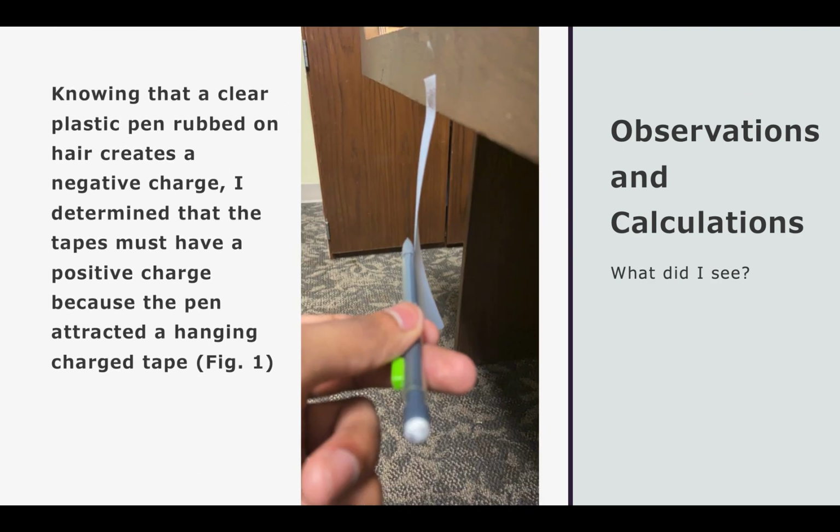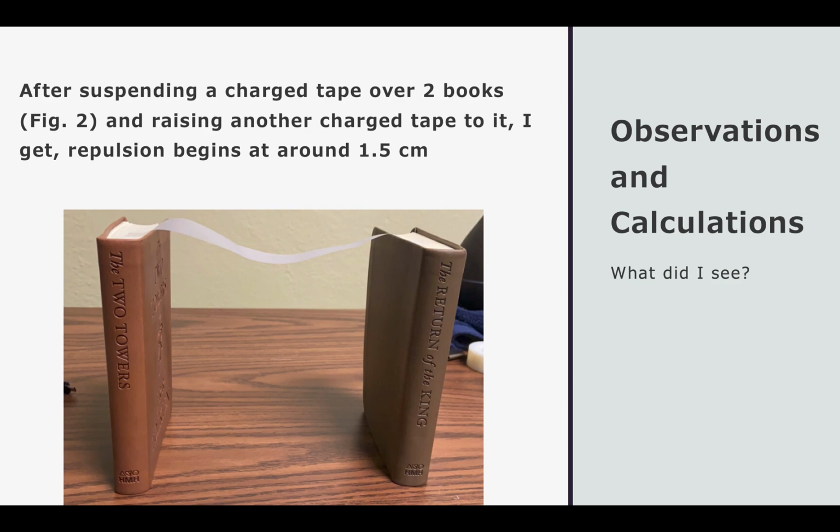To determine the sign of the charge, I hung a charged tape and held a pencil that I rubbed on my hair, knowing that it would create a negative charge to the tape. As seen in Figure 1, the pencil was attracted to the tape, so I know the tape's charge was positive. In Figure 2, you can see the setup for how the charged tape was suspended.